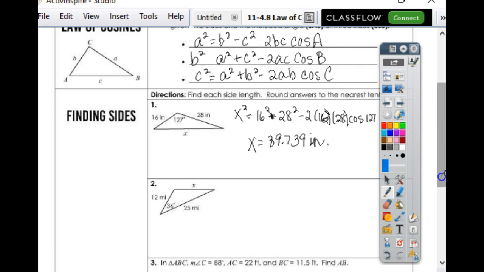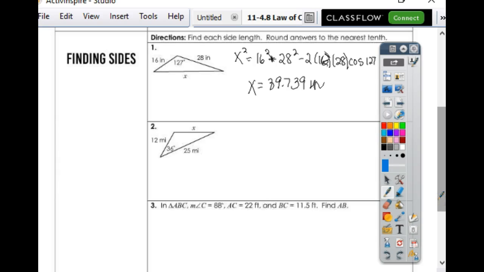Okay, try to set up number 2. You're looking for x. Okay, who got this? Yes? And what do we get for x? I got 16 point, I don't remember what the decimal is. 840 what? Okay.